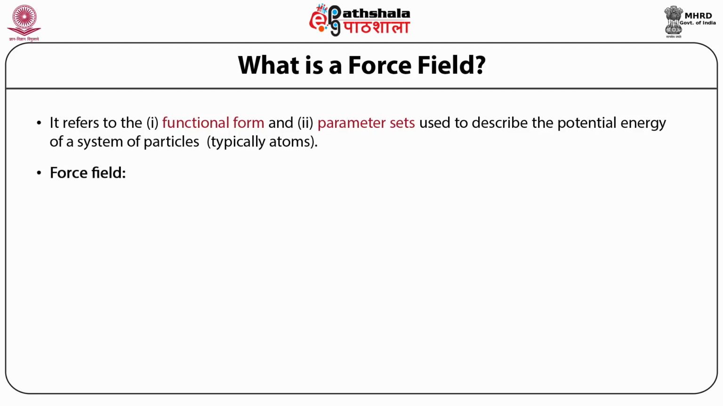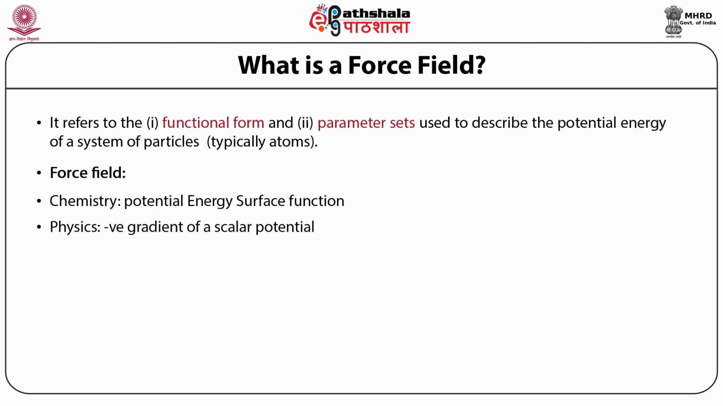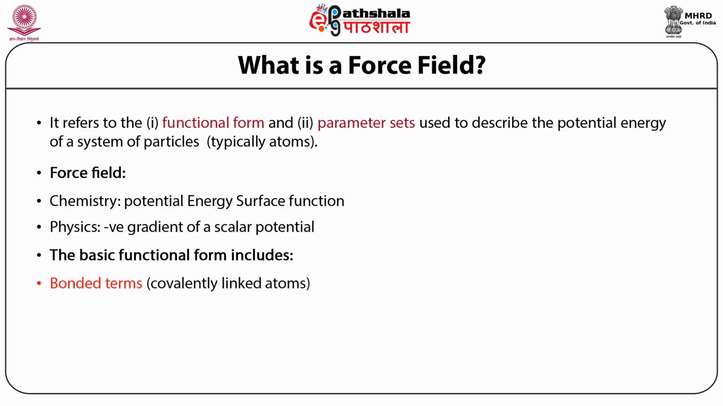So, a force field is, in chemistry terms, called a potential energy surface function, and in physics terms a negative gradient of a scalar potential. It contains two terms, as shown here. There are bonded terms, which are the covalently linked atoms. Another is non-bonded terms, as it specifies. It will be long-range electrostatic interactions or Lennard-Jones or van der Waals forces. And we will go through this in the following slides with their expressions.